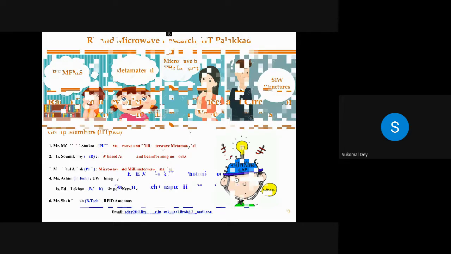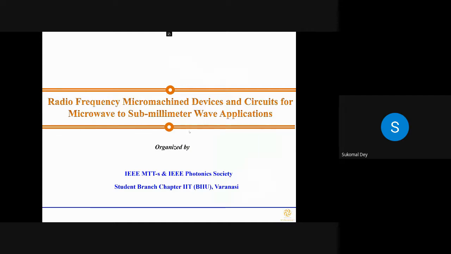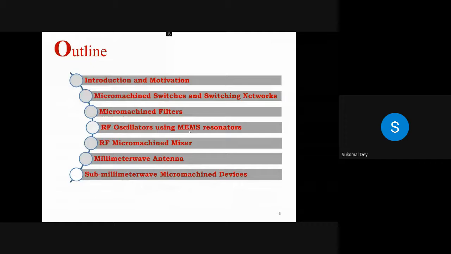So with this, let me begin with today's talk, which is organized by the IEEE MTT-S and IEEE Photonics Society, IIT BHU Varanasi. In this talk, my outline will be like this. First, whenever we are talking about some technology, for example micromachining, that is MEMS, we have to know why we should use that particular technology. So first I will give you some introduction and motivation.